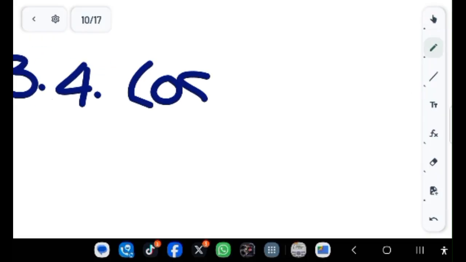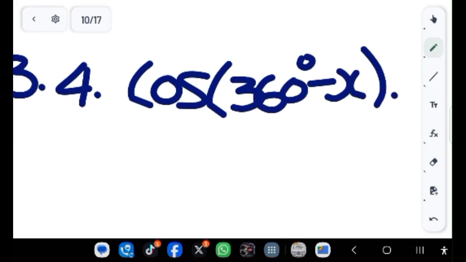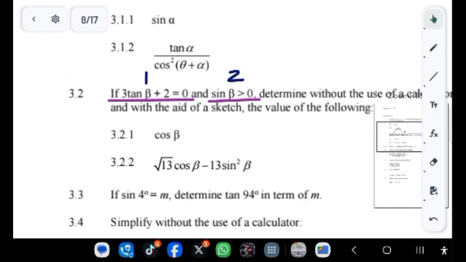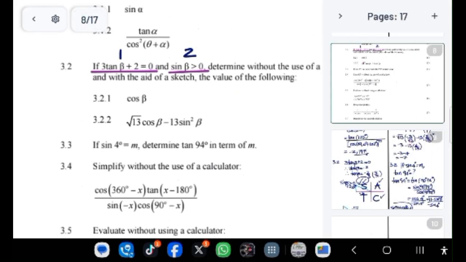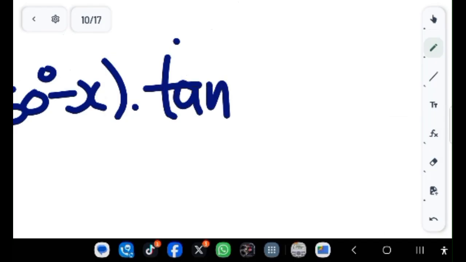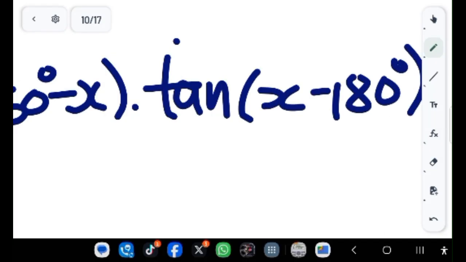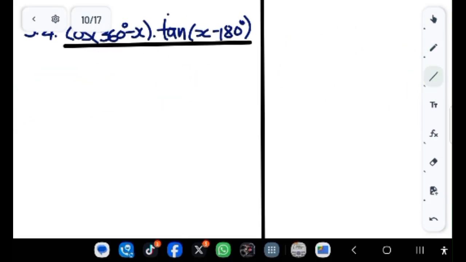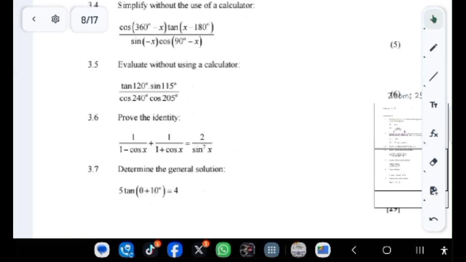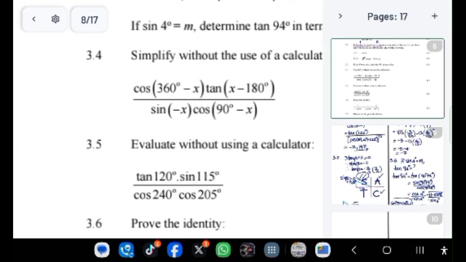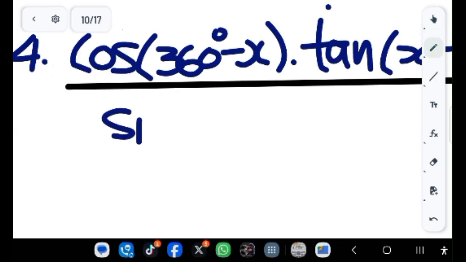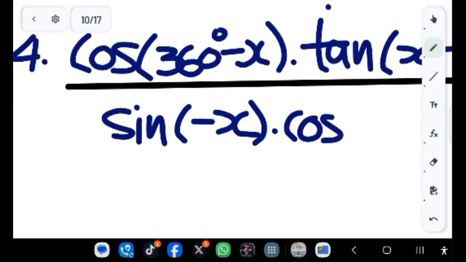Cos of 360 minus x times tan of x minus 180 over sine of negative x times cos of 90 degrees minus x.